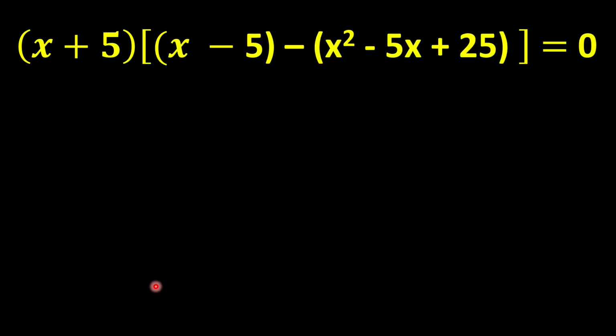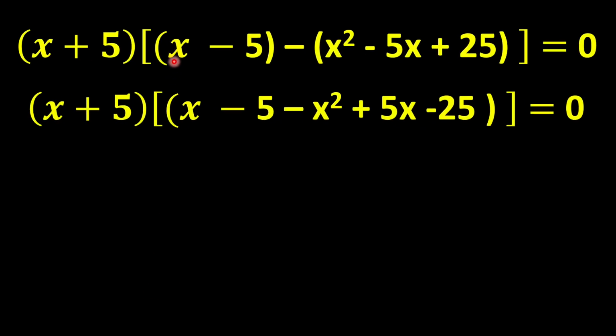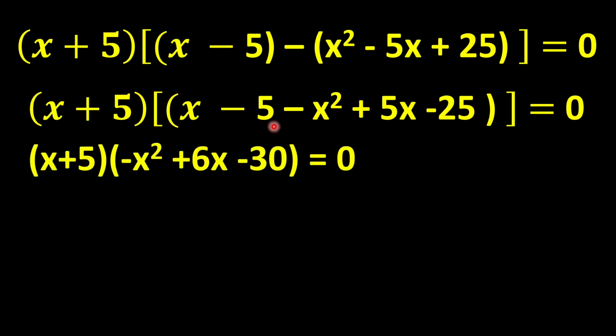So when we open this bracket, this equation will become x minus 5, and this will become minus x square, and this minus when multiplied with this minus will become plus. So overall it becomes plus 5x basically, and this plus 25 will become minus 25, which is equal to 0. And now this minus x square and plus x plus 5x will become plus 6x, and this minus 5 and minus 25 will become minus 30, which is equal to 0.